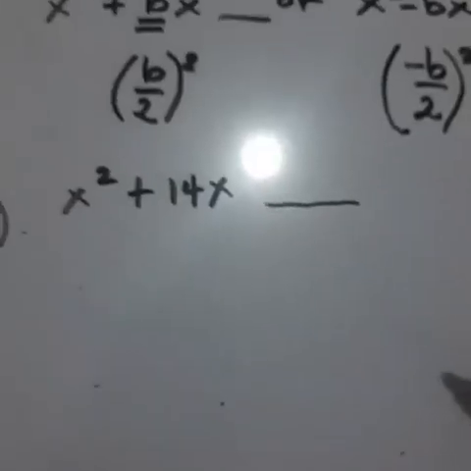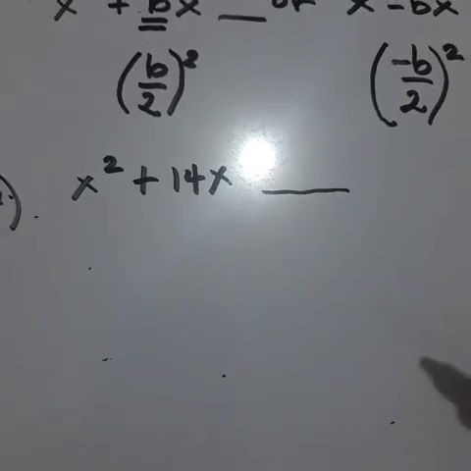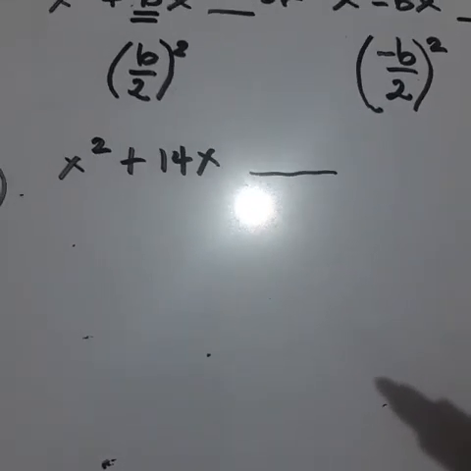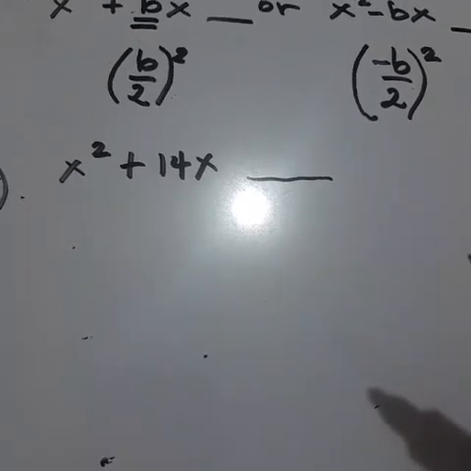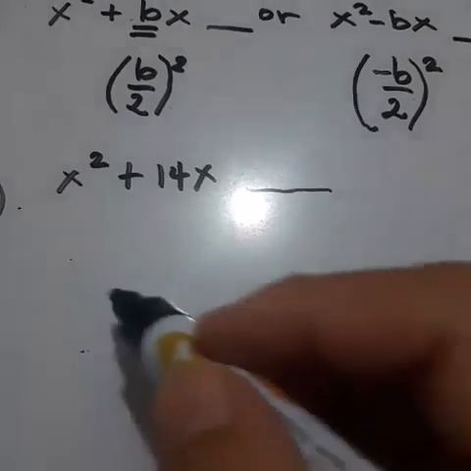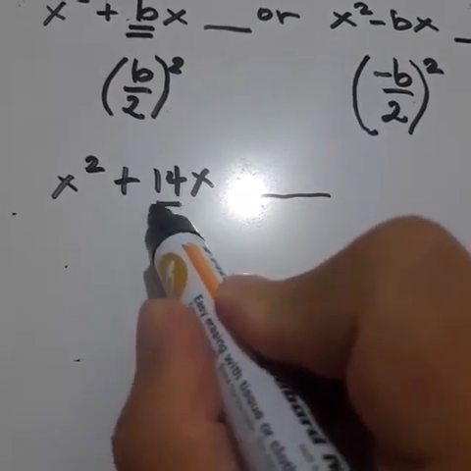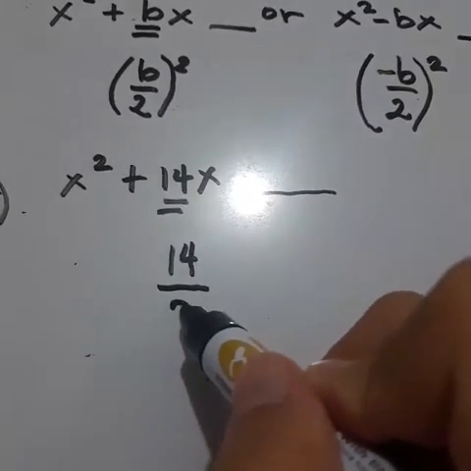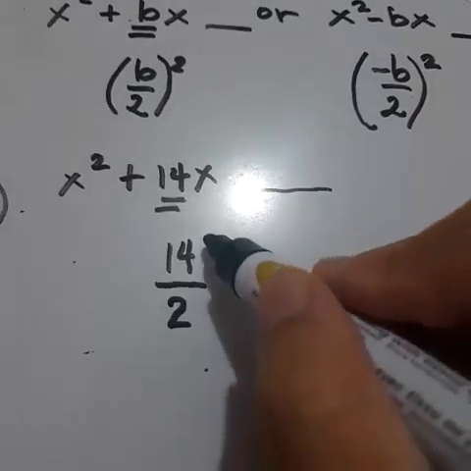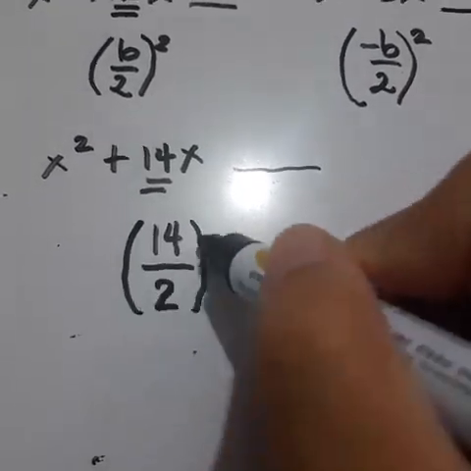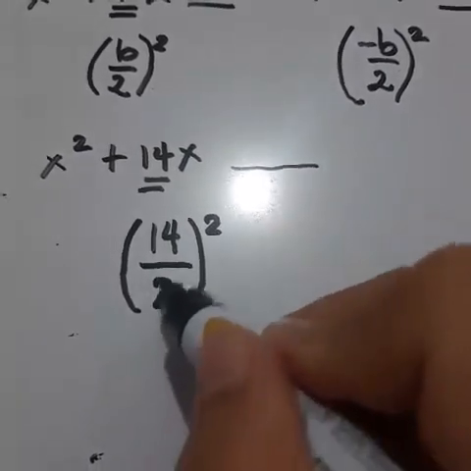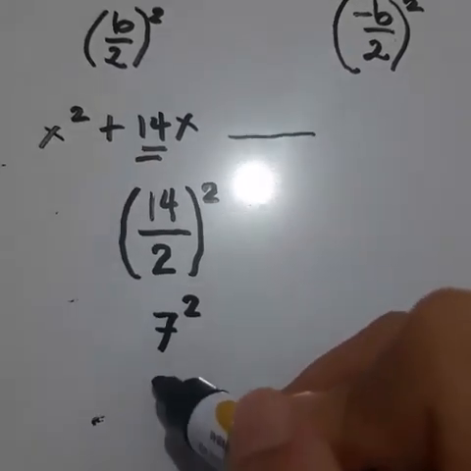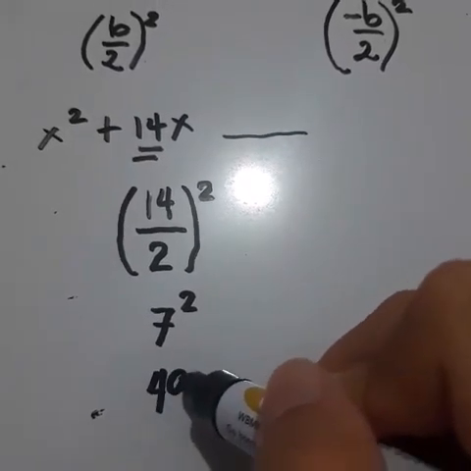Okay? For example, we have x squared plus 14x. Tapos, we wanted to determine kung ano yung kanyang third term. So, tulad ng sinabi ko kanina, para malaman natin kung ano yung third term, kunin nyo yung second term, which is 14. I-divide natin siya sa dalawa, or divide it into 2, and then get its square. So, 14 divided by 2 is 7. So, get its square. So, the value is 49.